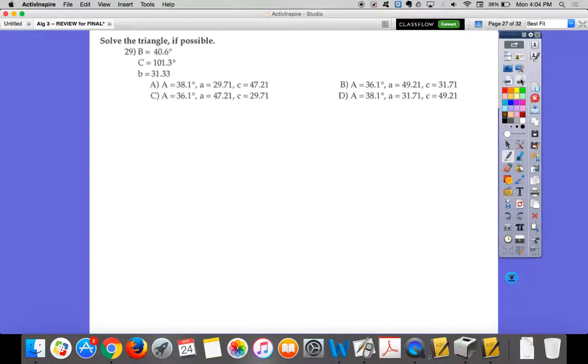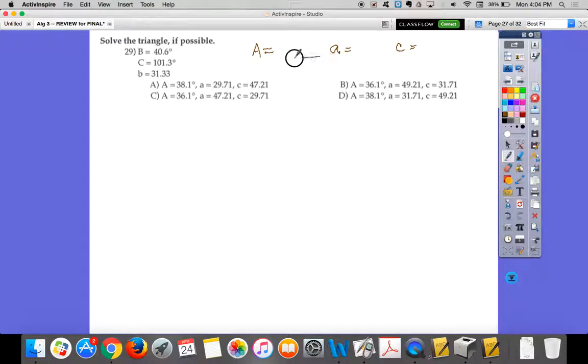Says solve the triangle. Oh boy. Remember, solve the triangle means find all of the angles and find all of the sides. So we need to find angle A. We also need to find side A and side C.